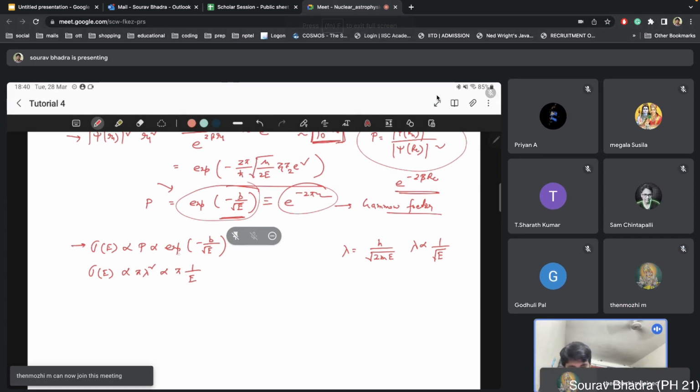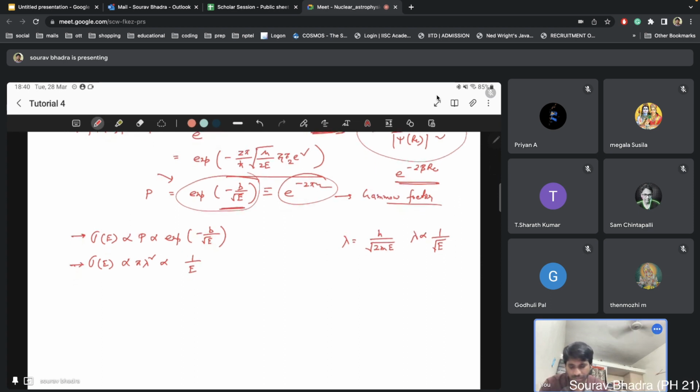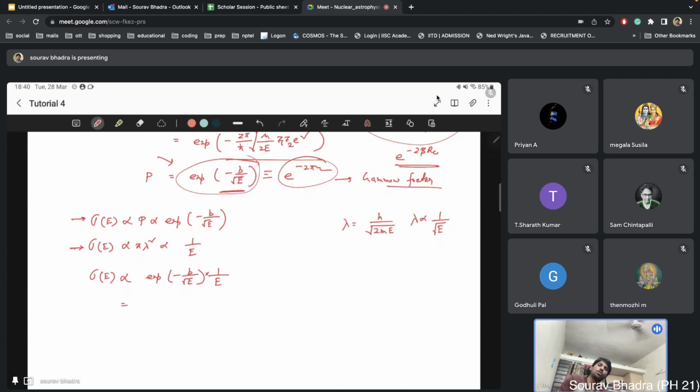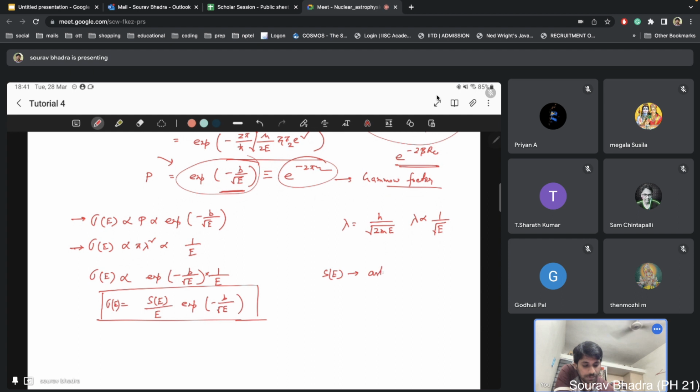So sigma is proportional to exponential minus b by root over e, and sigma e is also proportional to 1 by e. I am not writing that pi term. So the total sigma e will be proportional to the combination of two things: 1 by e times exponential minus b by root e. If we want to convert our proportional sign to an equal sign, there should be some factor, that is S of E. S is the factor for converting from proportional to equals to. So this is the most important thing: sigma e equals S e by e times exponential minus b by root over e, where S e is actually the astrophysical S factor.